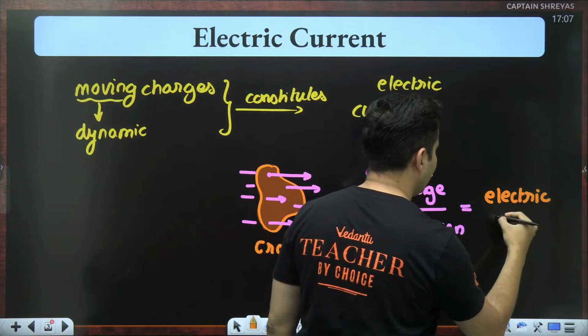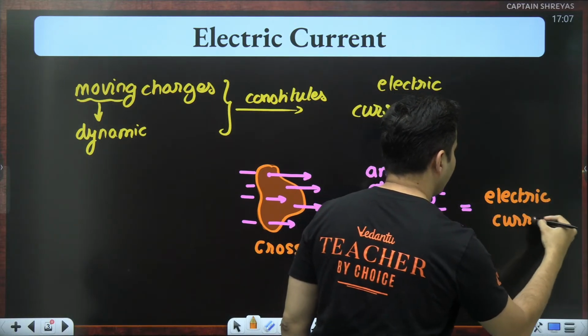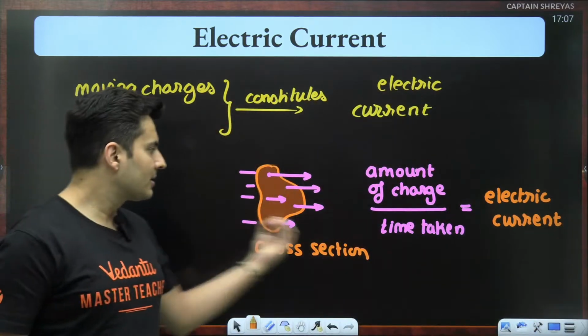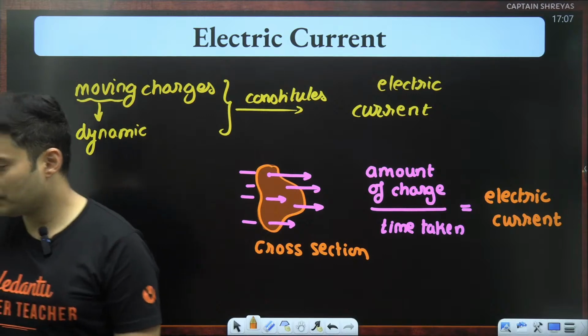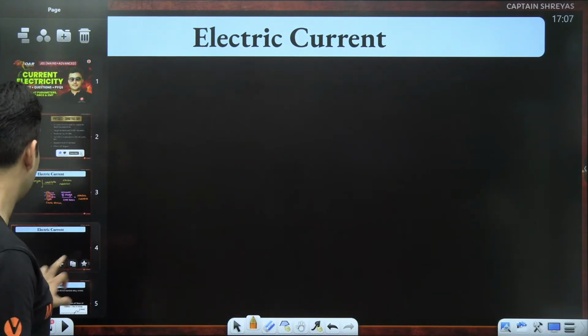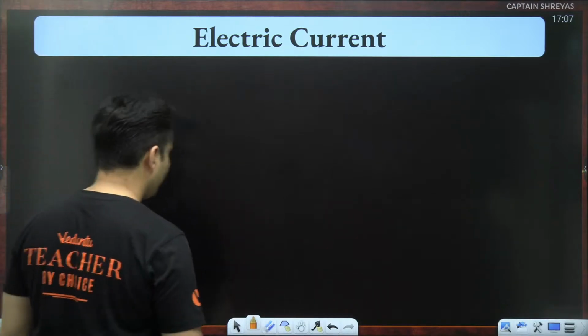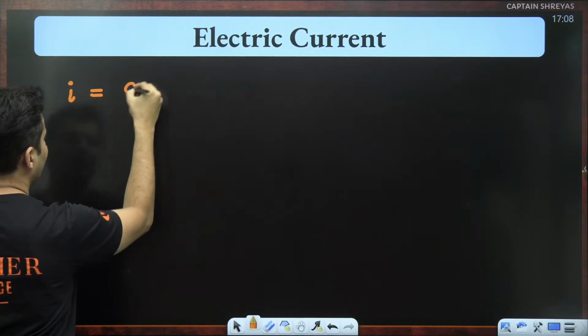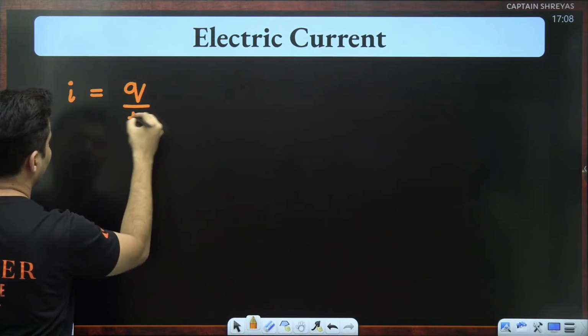That is how you define it. As simple as this, this is the simplest definition of this. Now, if you want to write it in the formula sense, symbolically, it is nothing but I. It is nothing but how much charge has flown upon the time.